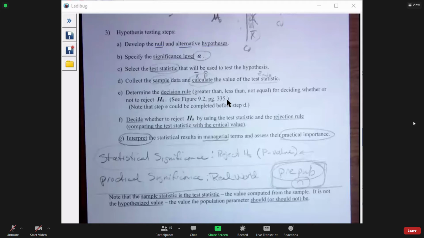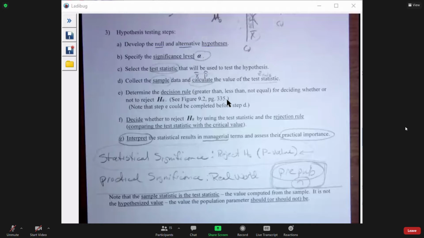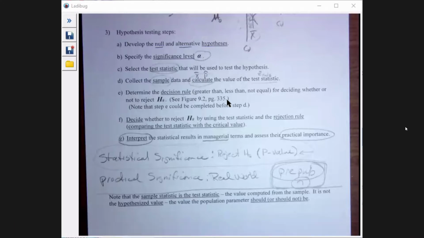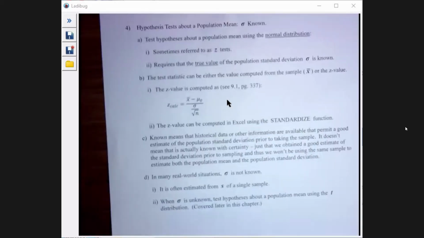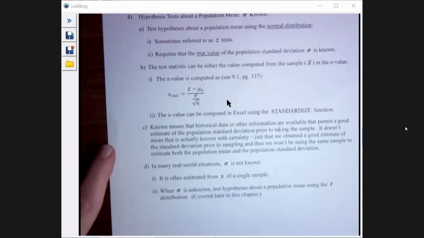So we talked about the steps to do a hypothesis test, and then we talked about the difference between statistical and practical significance. So how do we actually go about doing a hypothesis test? We talked about the steps, but now let's talk about how we're going to do this.